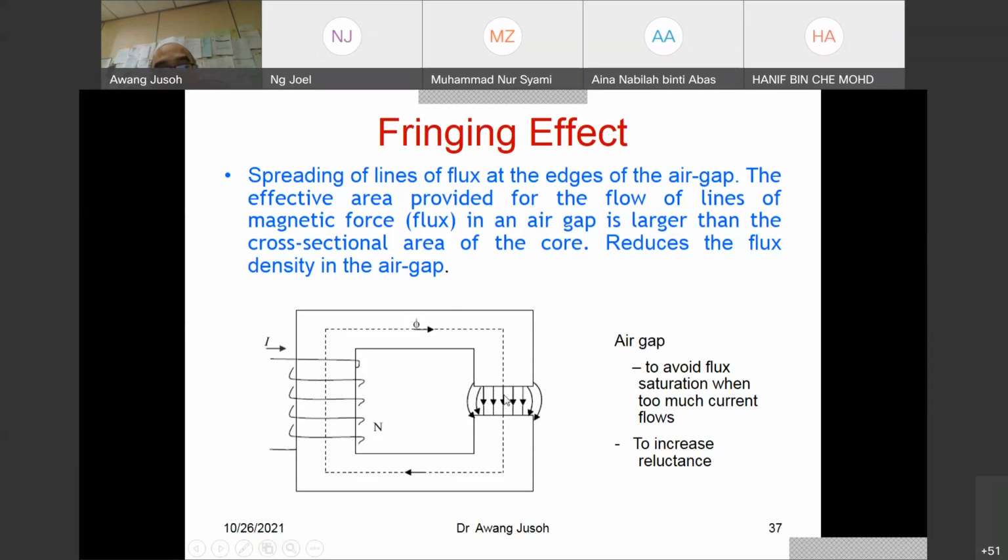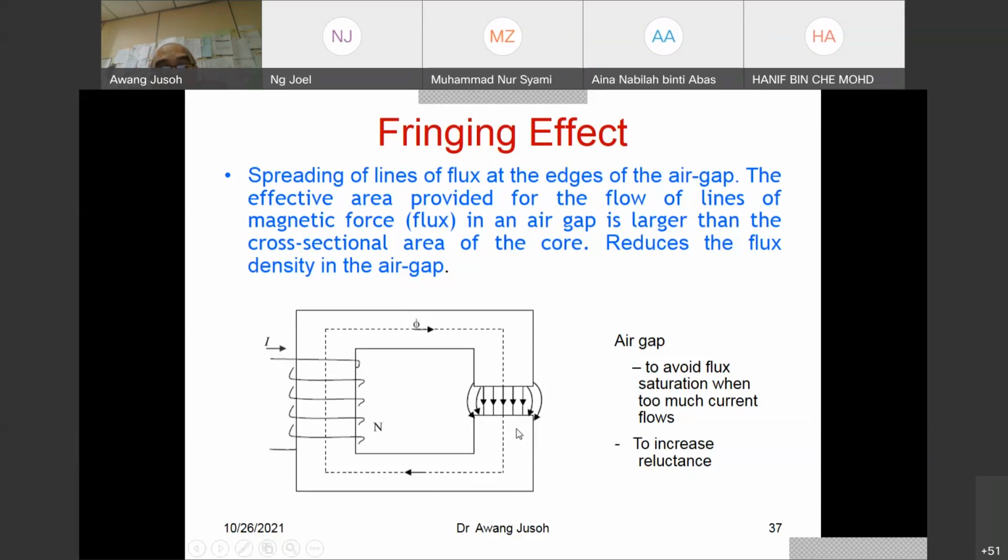What we also need to know is why we need to put a gap there in some systems. Most of the reason is that we want to avoid flux saturation. Without a gap, when you apply a low current, the flux is already saturated in the magnetic circuit. To protect against that, we need to put an air gap somewhere there. The air gap lets the system handle higher current. We can apply higher current and the system is still not saturated because of the air gap there. Without a gap, a small current already makes it saturated.